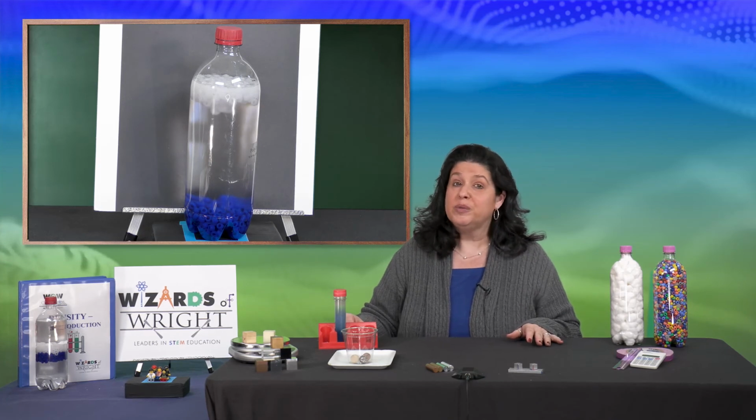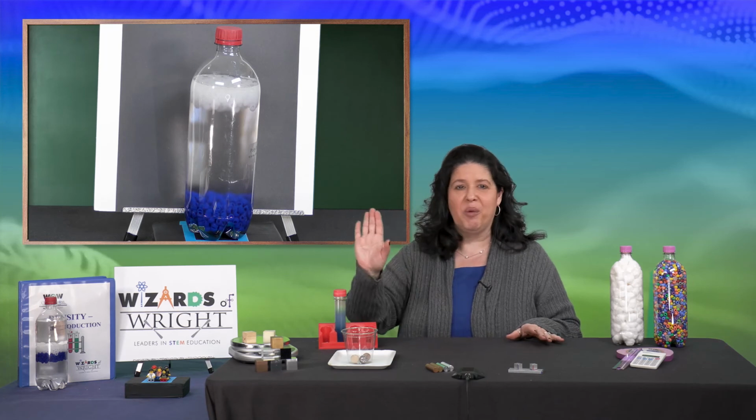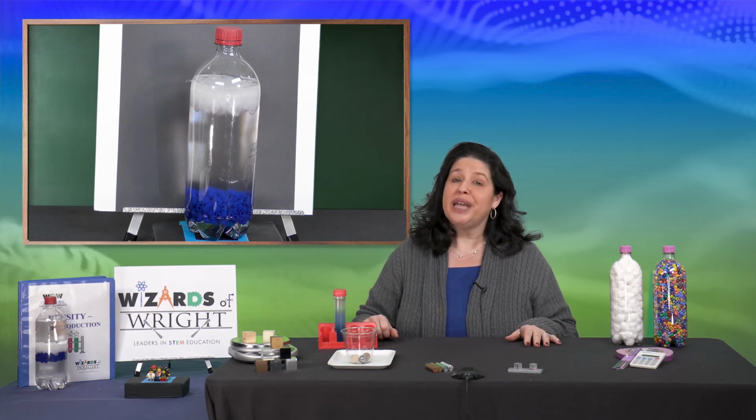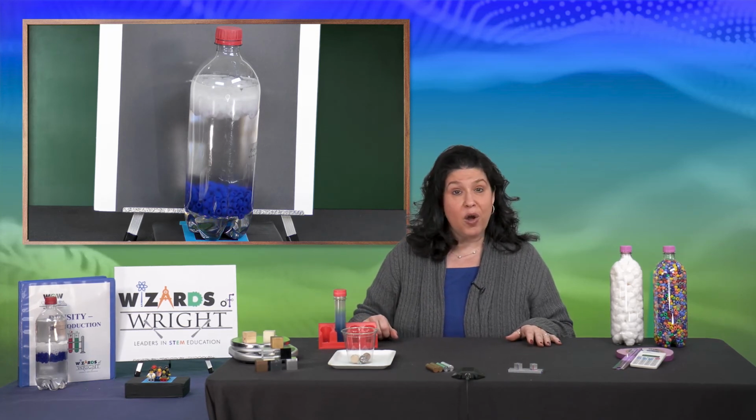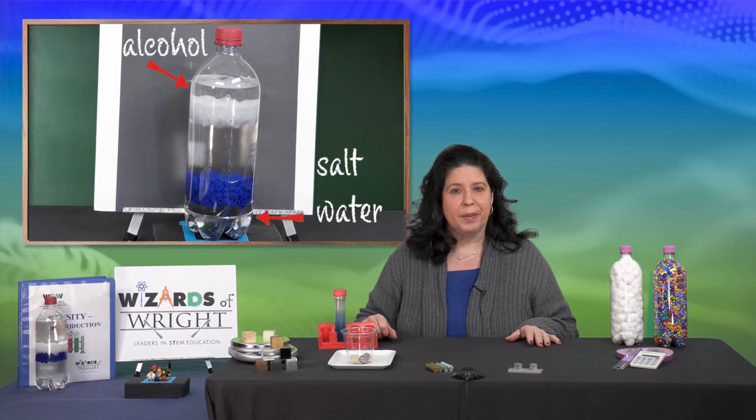When the salt particles bind with the water molecules, they force the alcohol molecules out of the way. This causes 2 layers to form. The rubbing alcohol on top and the water and salt, which are more dense, go to the bottom. When we shake the bottle, the layers mix.